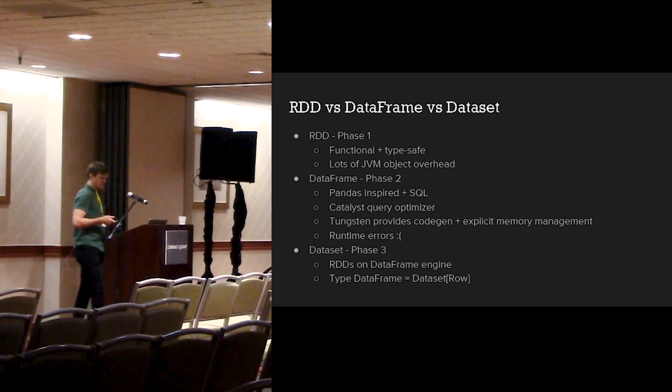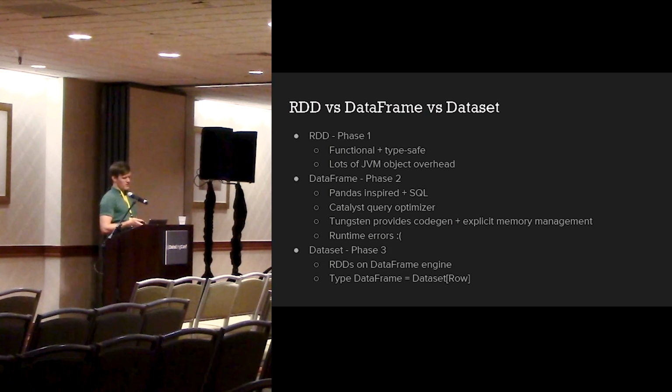Dataset. And now in phase three, we have datasets, which are like RDDs on the data frame engine, so you get that functional Scala type safety of RDDs, but the engine and the performance of data frames. And data frames are actually a subset of datasets now. It's a dataset of type Row.